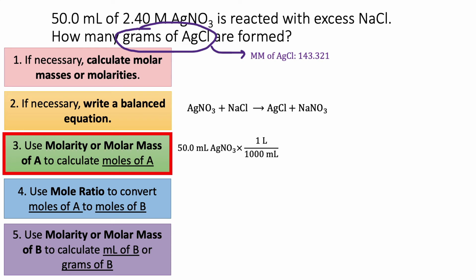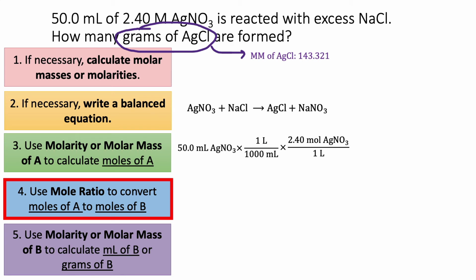So we're starting with 50 mL, and I'm going to throw in this conversion factor to convert it to liters, because we always convert it to liters when we're trying to calculate moles from molarity. And then I'm going to put in the molarity. Notice I put it in so that liters are going to cancel out.